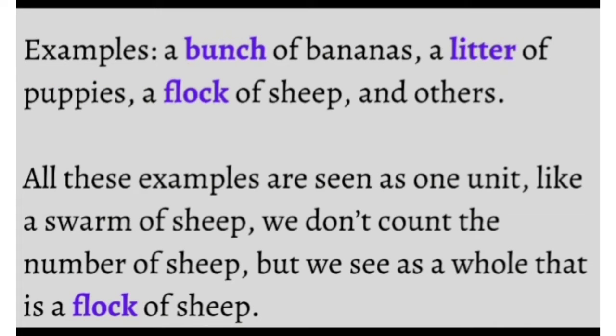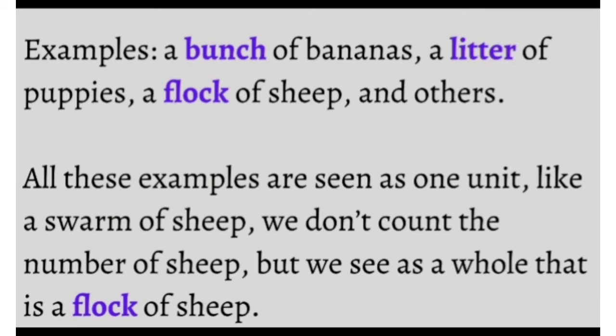Example of a collective noun: a bunch of bananas. Bunch is the word that you would use to describe a group of bananas. So for a whole banana with a lot on it, bunch is the collective noun, right? A litter of puppies. Instead of saying a lot of puppies or a group of puppies, you say a litter of puppies, okay? A flock of sheep. So flock would be the collective noun because it's describing a lot of sheep.